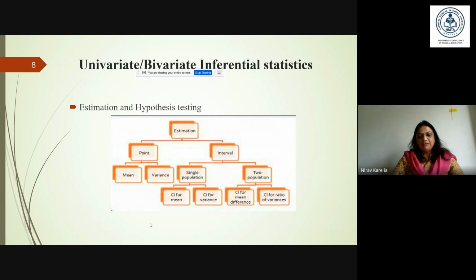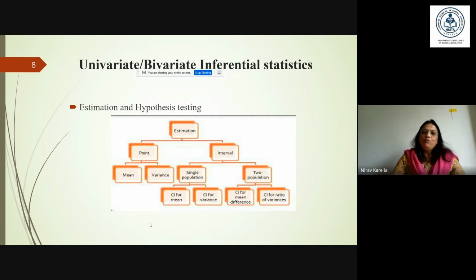Now in inferential statistics, we estimate. After describing, you want to take some inference, whether univariate or bivariate, so you can do some estimation. It may be at a point in time, or over a period of time, which is an interval. So there are two things: point estimation and interval estimation.